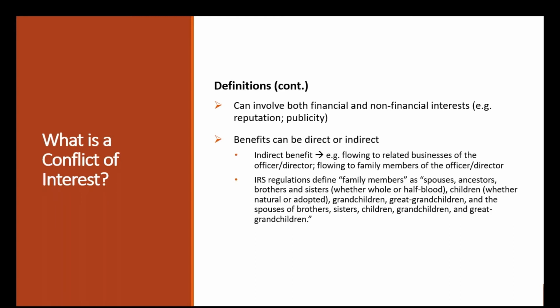So if my nonprofit is looking to lease some new office space and one of the potential offices is owned by my spouse's brother, then that is within the scope of this family interest, and I should be concerned about and disclosing that potential conflict.